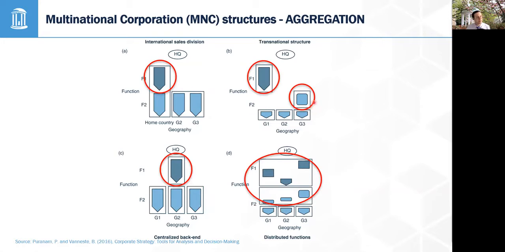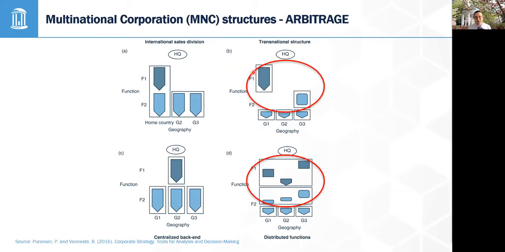Aggregation is the flip side of that. Aggregation is about not replicating functions. It's about concentrating a function in a particular geography in order to maximize economies of scale. So this is why you have that aggregation-adaptation trade-off, where if you're replicating, by definition, you're not getting aggregation. If you're aggregating, almost by definition, you're not getting the adaptation.